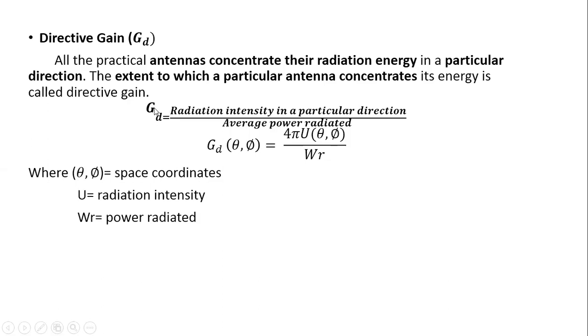So directive gain, as we know, G_D is equal to the radiation intensity in a particular direction divided by the average radiated power. G_D is directive gain. It is in free space, so theta comma phi, and radiation intensity in a particular direction. 4 pi U, the radiation in free space, divided by the average power radiated. Power radiated is W_R, where R is radiated and W is power. So this is the equation to find directive gain.